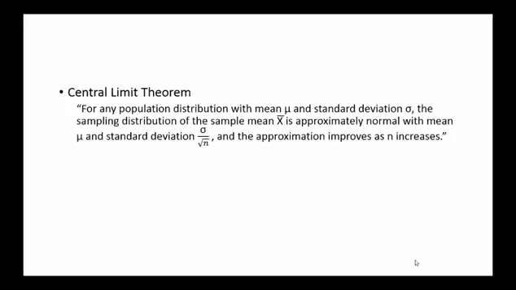Okay, now finally the main idea of this whole chapter and this whole unit, the central limit theorem, and this is what we're really going to look at in Excel, but let me give you the formal definition first. This is straight out of the book. It says, for any population distribution with mean mu and standard deviation sigma, the sampling distribution of the sample mean x bar is approximately normal with mean mu and standard deviation sigma over square root of n. And the approximation improves as n increases, and we'll see that very vividly in an Excel simulation in just a minute. Okay, but what does that mean?